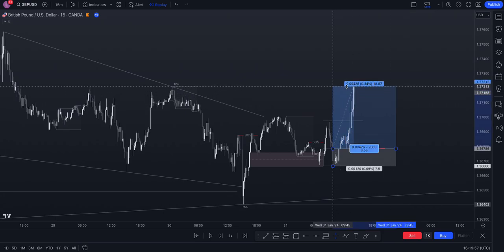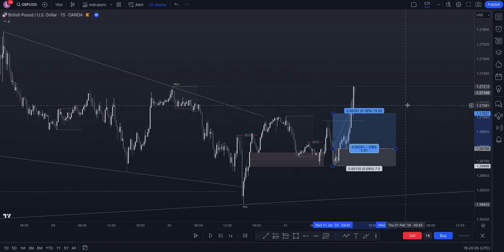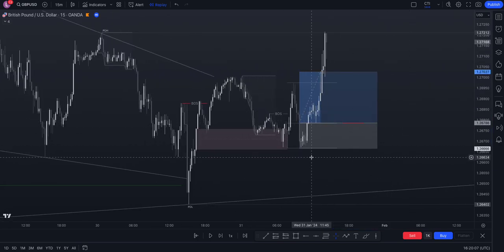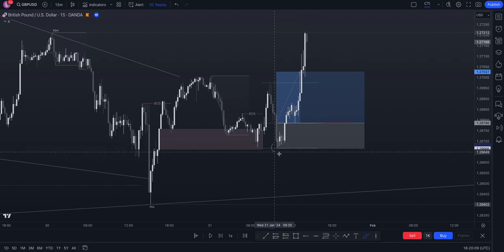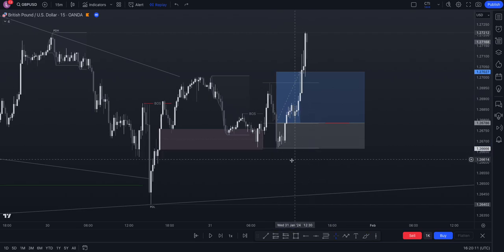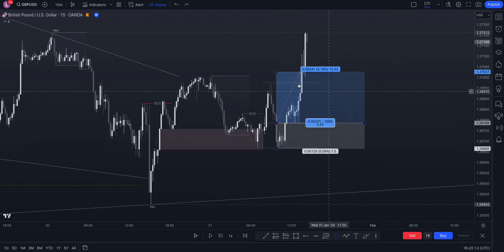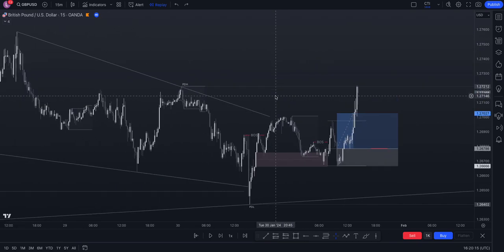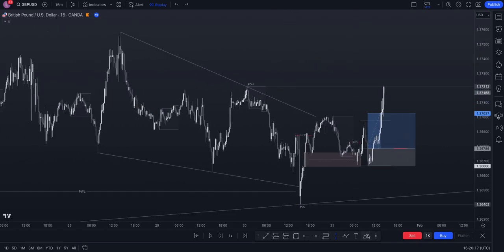I could have also targeted the previous daily high here for 3.5R, but I'm not mad about the 2R that I got, especially being 1 pip away from your stop loss. Take 2R any day. So yeah, that's pretty much it. Pretty simple trade.